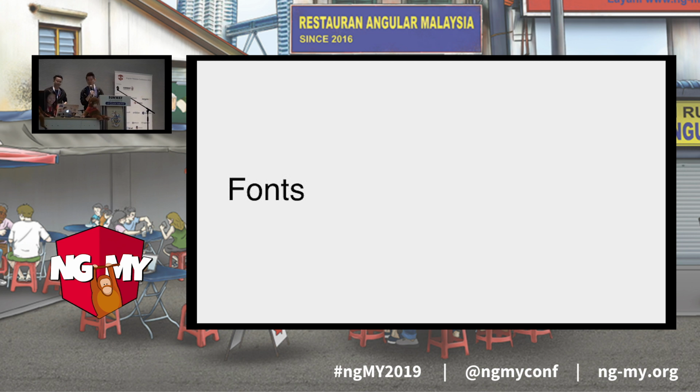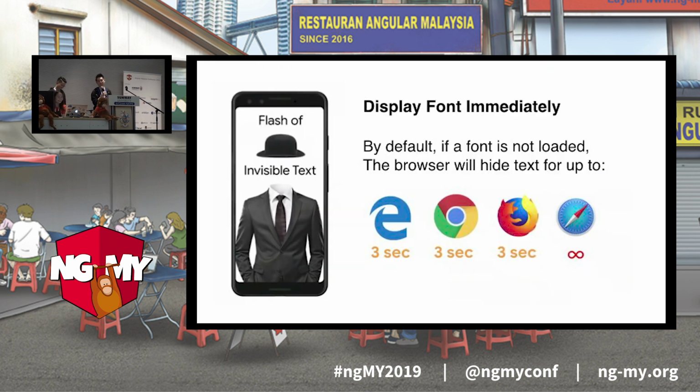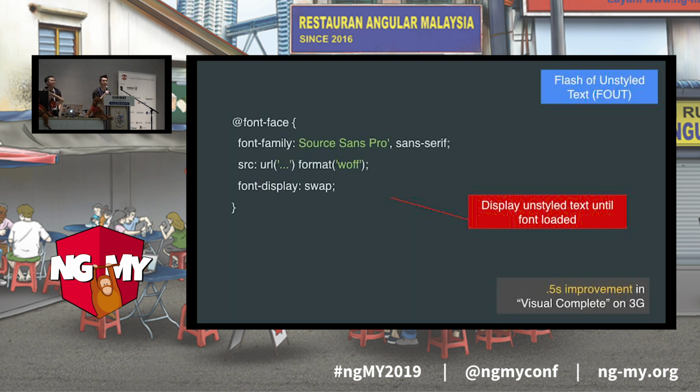All right. So for font optimization, by default, a browser will not show your text until your font is loaded. We call that the flash of invisible text. So you see the images, but you don't see the text. The alternative is the flash of unstyled text. Basically, the browser will show the unstyled text and then show the styled text when the font is loaded. To do that, you add the font-display property to your font-face declaration and assign the swap value.